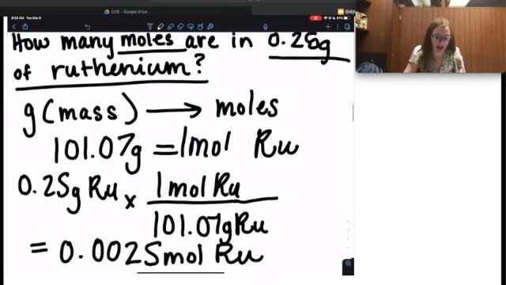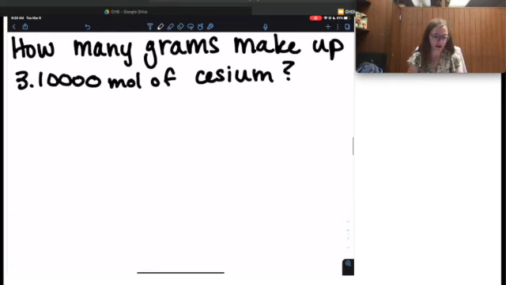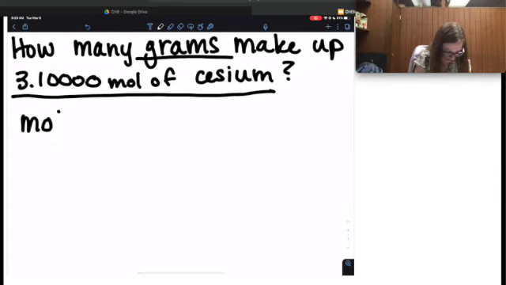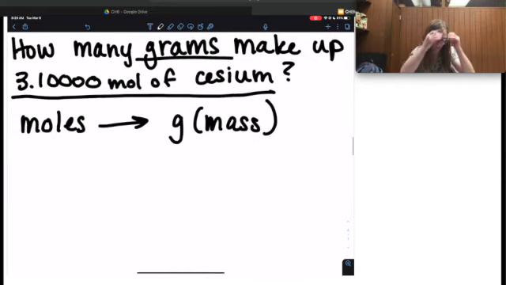But we are going to go ahead and work on the next problem that you see on your screen. We want to know how many grams make up 3.10000 moles of cesium. Okay, so it looks like our problem here is asking us about 3.1 moles of cesium, and how many grams is that? So here it looks like we're going from moles to grams, which is again mass. And remember, if we're thinking about mass and mole ratios, we're going to need to use our periodic table.